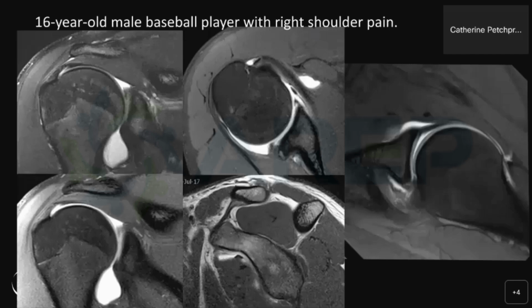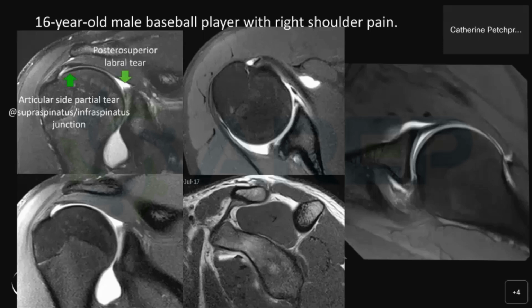The spectrum of pathology in the overhead throwing athlete is nicely depicted on this MR arthrogram of this 16-year-old baseball player with shoulder pain. Coronal oblique fat suppressed T2 and fat suppressed T1 MR arthrographic images reveal articular side partial tear of the rotator cuff at the supraspinatus infraspinatus junction, which is undercut by gadolinium on the MR arthrographic images and by fluid on the T2 sequences.